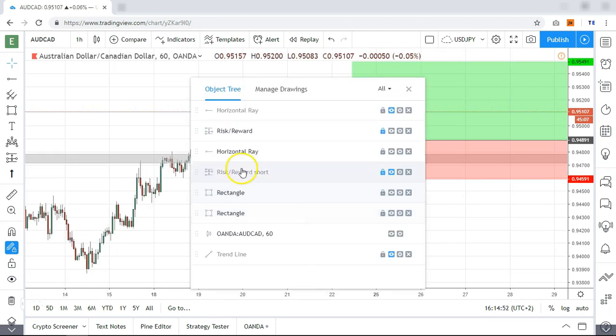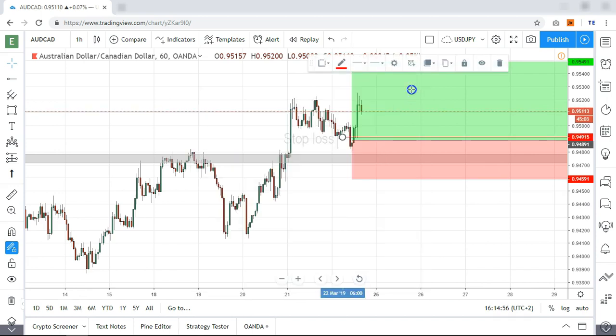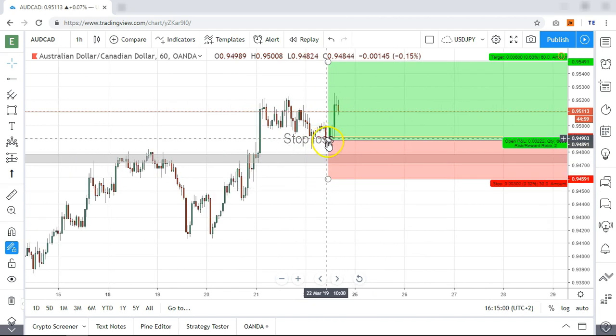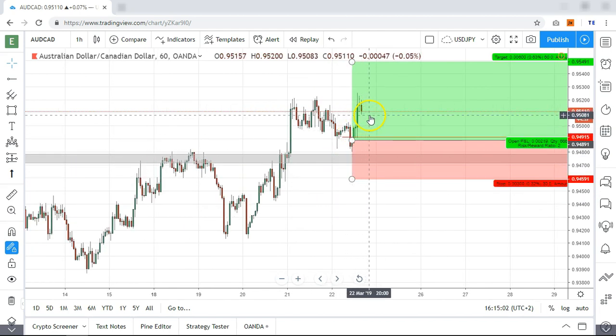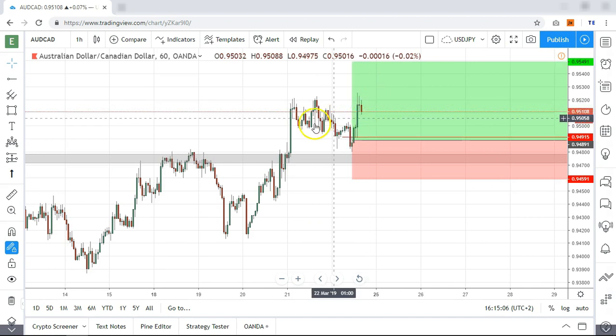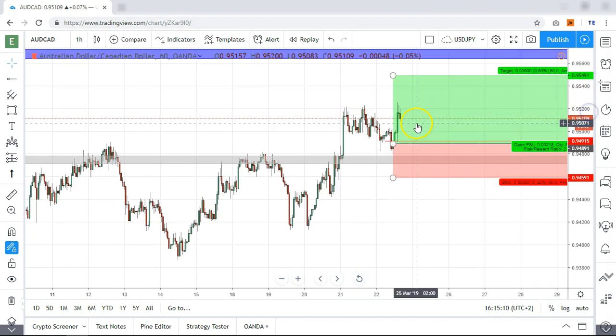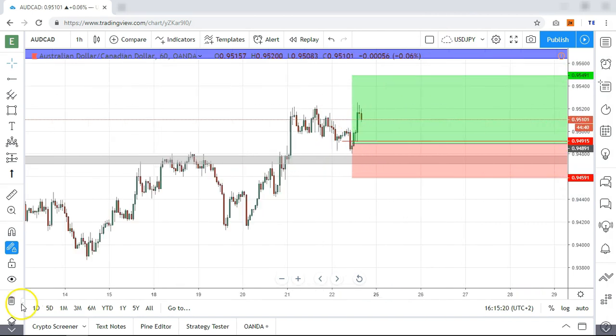My stop loss has been moved to break even, so the trade is risk free. I'll just continue to watch the markets at this level. I may consider closing the trade early depending on how the market reacts. So again, I'm going to just pause the video and we'll just continue to see how this trade plays out.